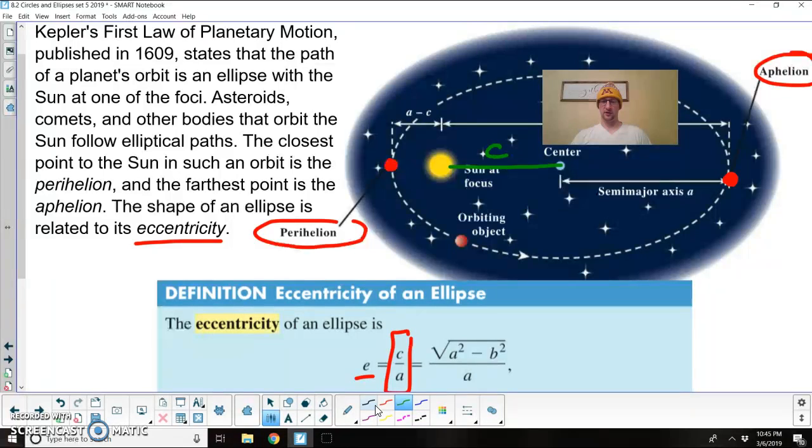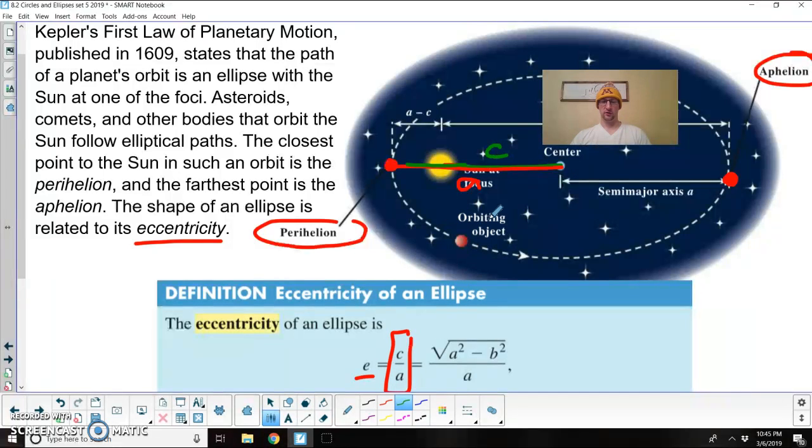And a is always going to be that distance from the center out to a vertex, half of the major axis. So if we compare those two things, we take c over a, it's the ratio of c to a. So the closer that c is to a, the bigger that c is. If c were really wide out here and really close to a, when you divide those two, you get a number that's closer and closer to 1. The closer you are to 1, the flatter this thing is, and the closer it's going to be to essentially just a straight line and not an actual ellipse.